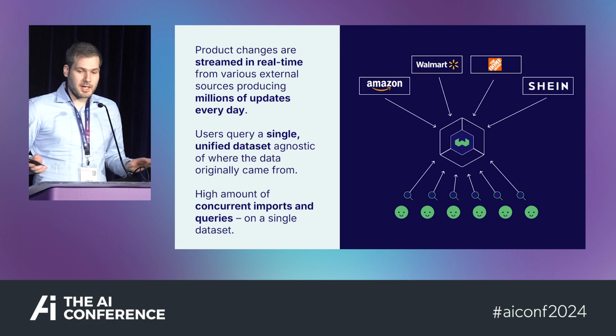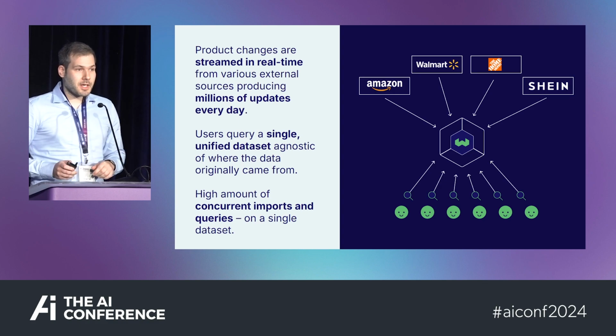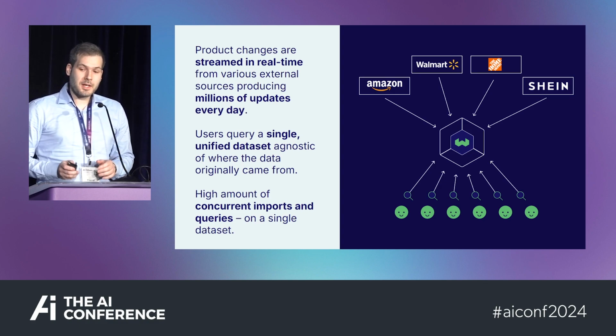So how does the data flow? For this particular case, what this company did is aggregate products from separate sources. So in this case, some example large retailers, Amazon, Walmart, etc. And you can think that all of these have a pretty large data set. They have a large amount of products, and they're constantly updated, etc.